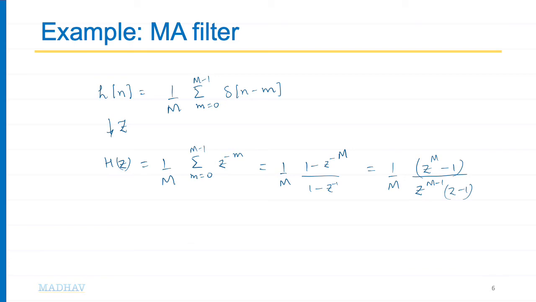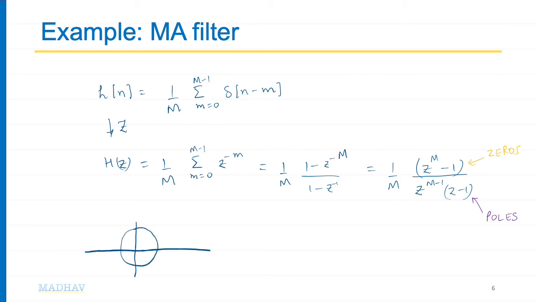I have just taken out z to the power minus m common because I want to see what the poles and zeros of this system are. So basically, wherever the numerator becomes 0, those points are called zeros, and for whatever values of z the denominator becomes 0, those points are called the poles. Now let's plot it on a complex z plane.